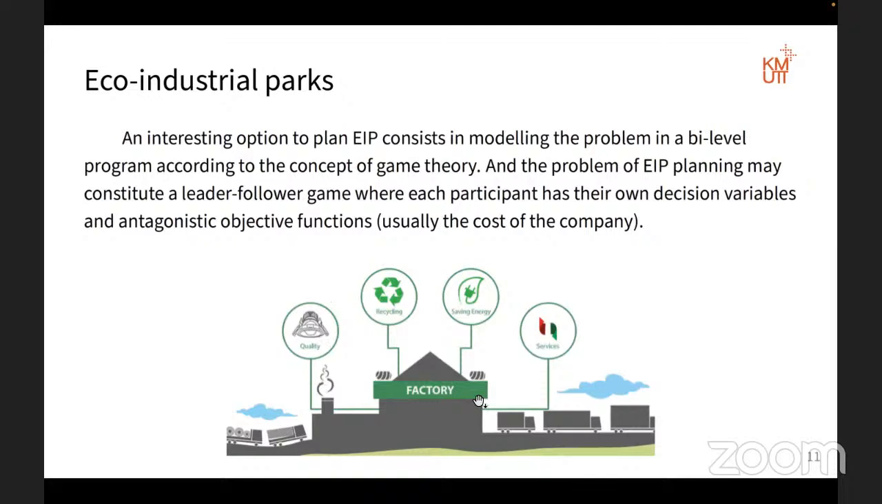The EIP has many enterprises, and each enterprise has its own objective function. And we have a big EIP that aims to minimize waste and improve quality, recycling, and saving energy.